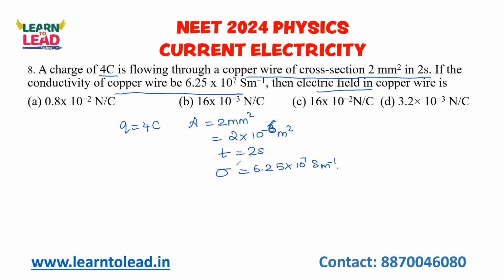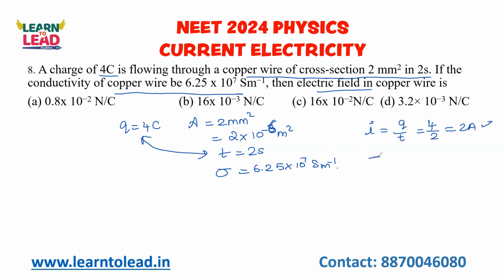And my question: what is the electric field in the copper? So I know that current I is equal to charge by time taken. The charge they have given is 4, and the time taken is 2. So 2 ampere is the current we can find from this charge and time value.